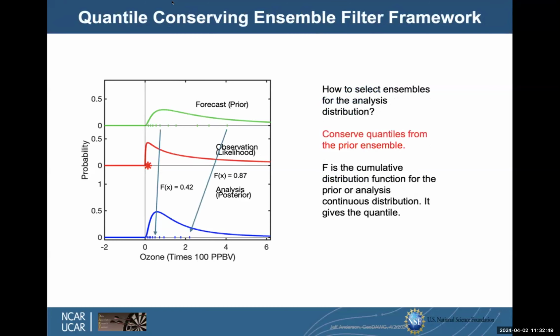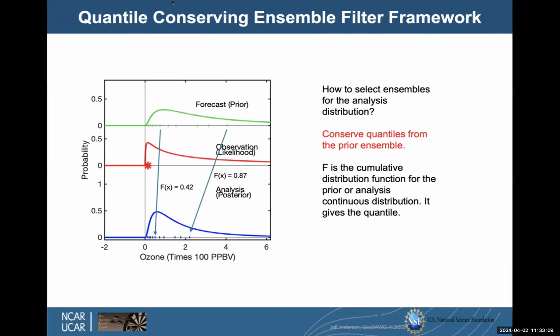So there's probably some nice collaborative work there for observations that are important to space weather. I will quickly tell you what the methodology is for getting the posterior ensemble sample of the blue continuous distribution. The method we use is called quantile conservation. These are called quantile conserving ensemble filters.